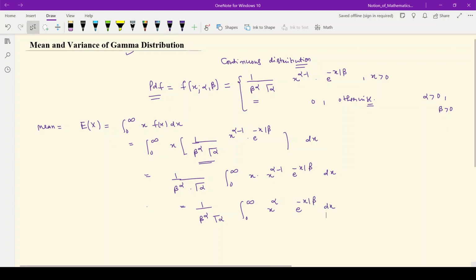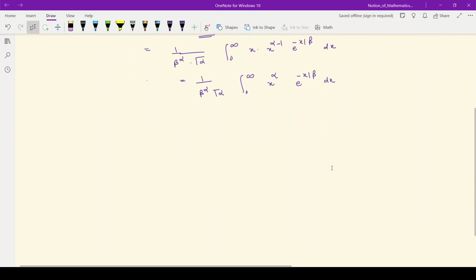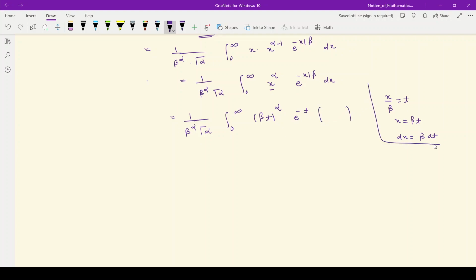So how to solve this particular integration? In order to solve this integration, I will consider x upon beta is equal to t, which implies x is beta into t, which implies dx is beta into dt. So it would be like 1 upon beta to the power alpha into gamma alpha, and the limits will be unchanged, 0 to infinity. This x is now (beta into t) whole power alpha, and it is e to the power minus t, and here dx is beta into dt.